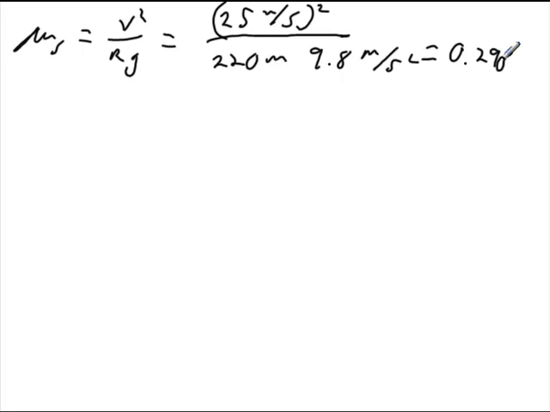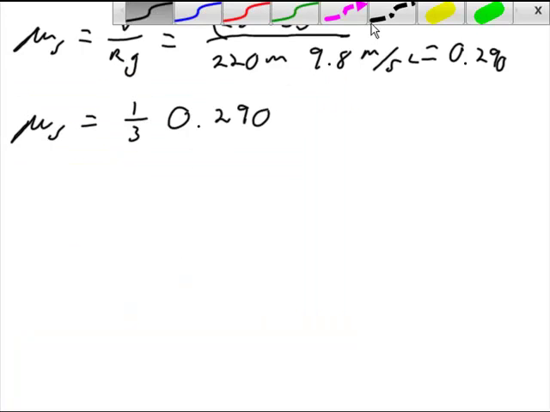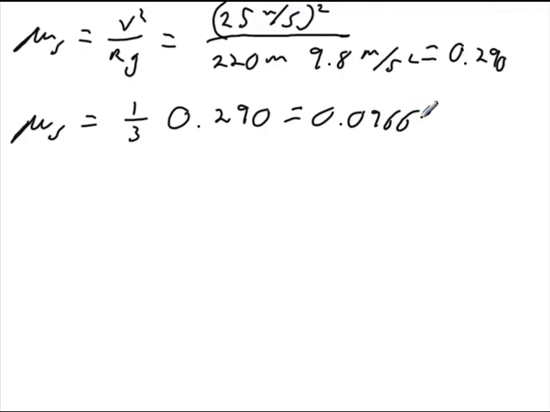Okay. Now what if I have a mu s that's only 1/3 that value? Mu s is 1/3 of 0.290. Well, I can just get that value and calculate from there. 0.0966. Then we know that the force of friction is equal to mv squared over r, as before, and that is always less than or equal to mu s times the normal force, which in this case is mg.